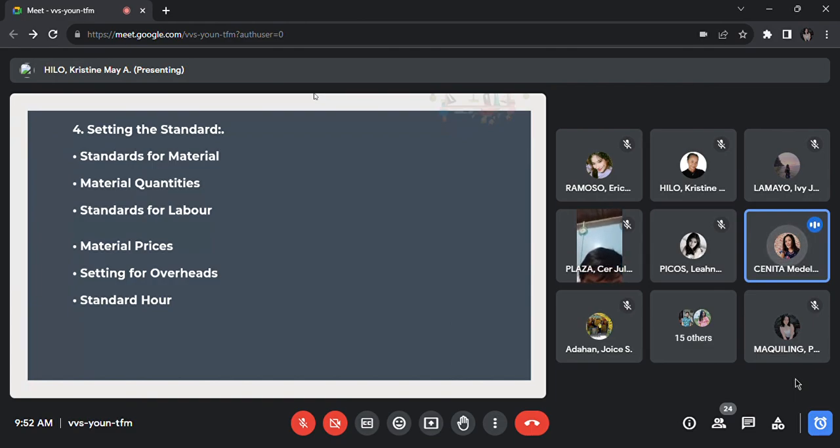Setting of overheads. Overhead costs are those that are not directly related to the production of goods or services but are necessary for the operation of a business.